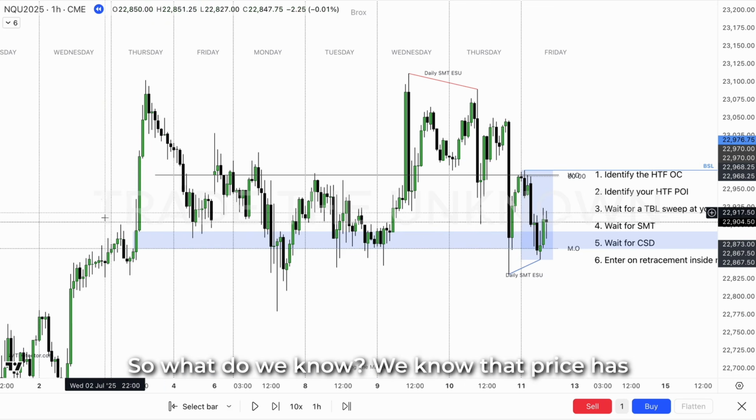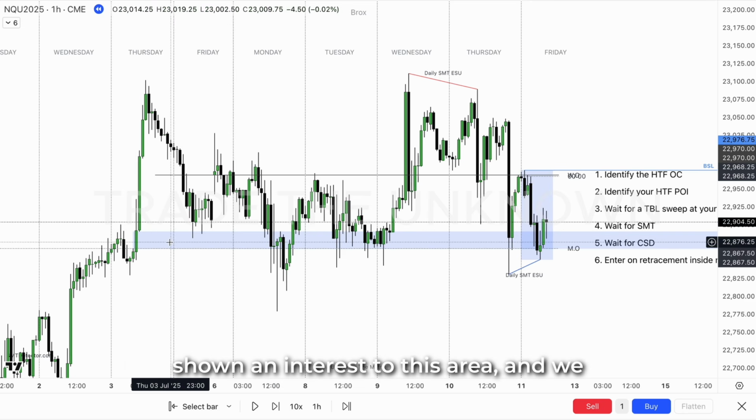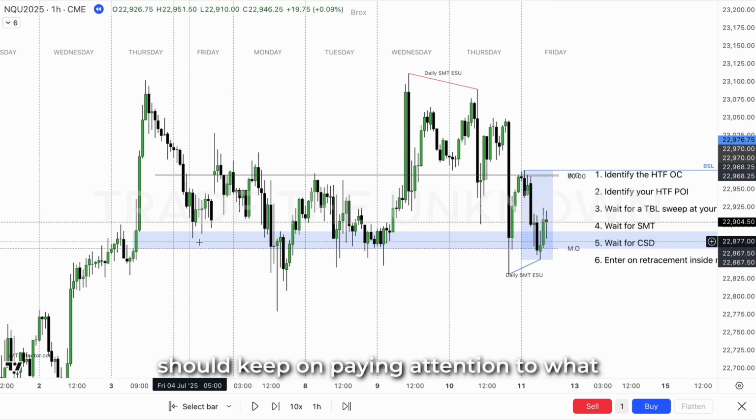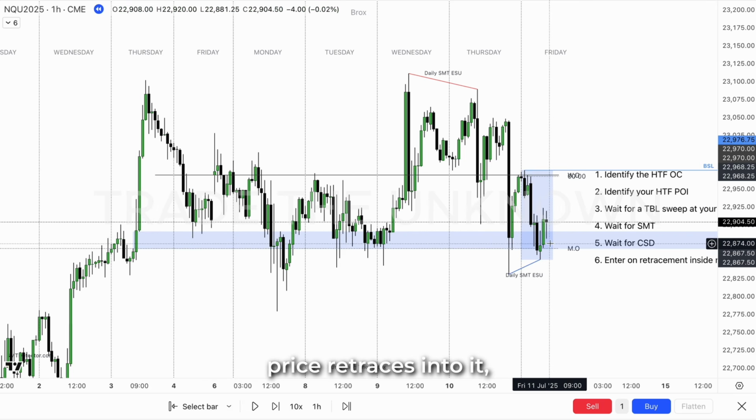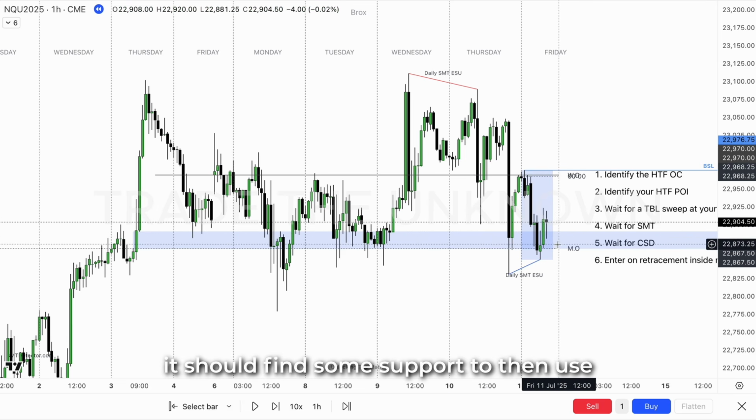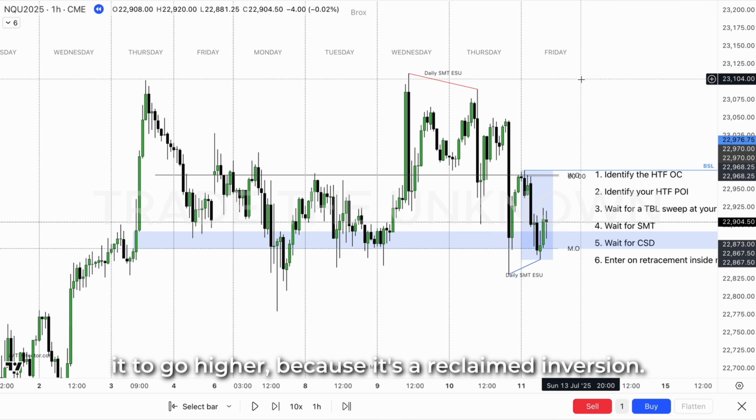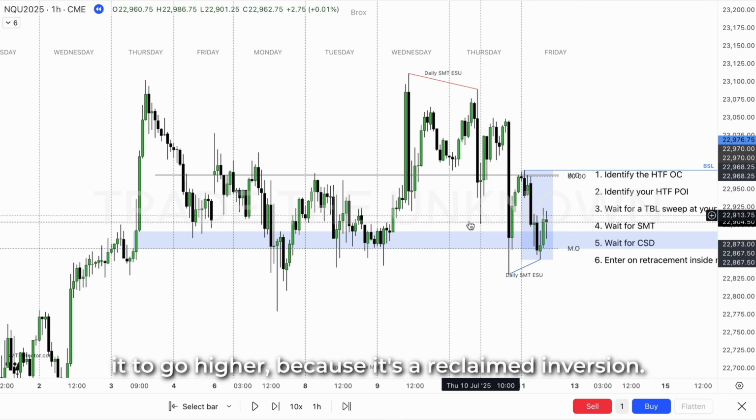So what do we know? We know that price has shown an interest to this area, and we should keep on paying attention to what price wants to do here. Every time it gets displaced, we now expect that whenever price retraces into it, it should find some support to then use it to go higher, because it's a reclaimed inversion.